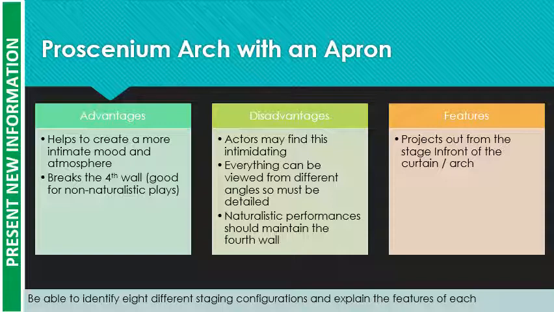Some of the disadvantages: actors may find this intimidating, walking out into the audience. Everything can be viewed from different angles, so whatever you do on it must be detailed, and naturalistic performances should maintain the fourth wall, so an apron wouldn't be appropriate. Now, this isn't an apron stage configuration. We would call this a proscenium arch with an apron. If you go back to the previous slide, you can still see that you have the arch, which is behind that apron.